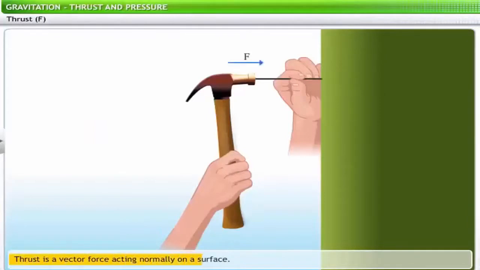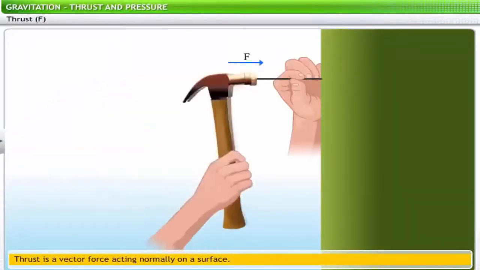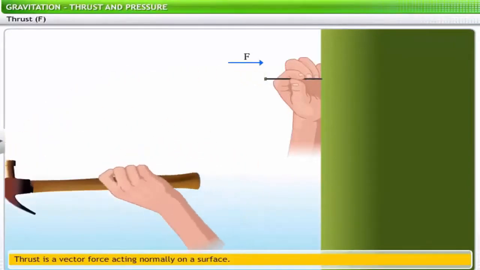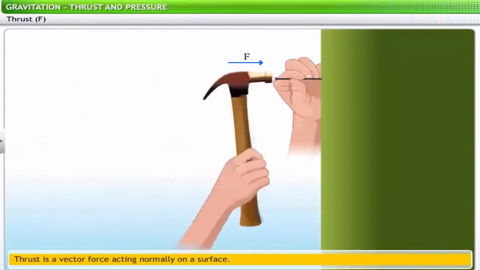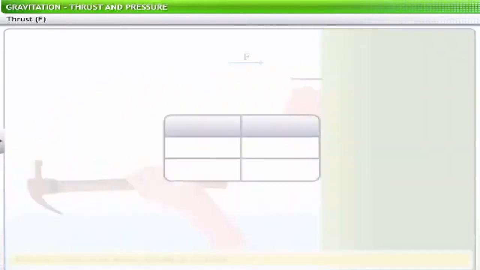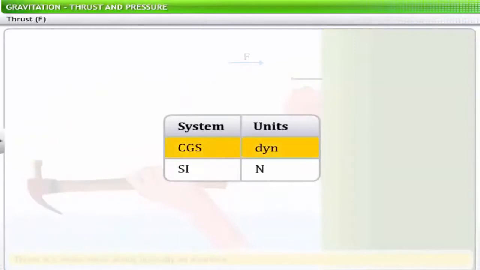Thrust is a vector force acting normally on a surface and is denoted by F. For example, consider the simple act of driving a nail into a wall with a hammer. The force that you exert on the hammer during this activity is thrust. Thrust is measured in dyne in the CGS system, and Newton, denoted by N, in the SI system.